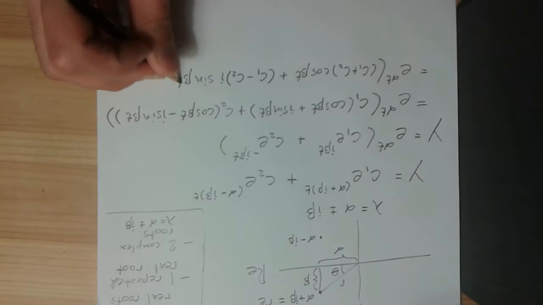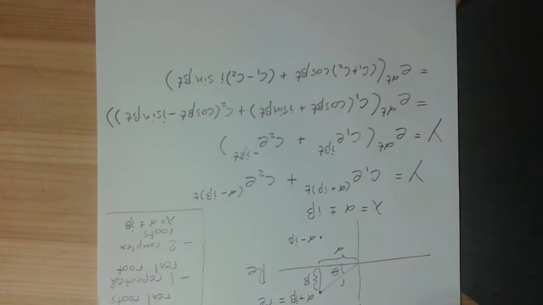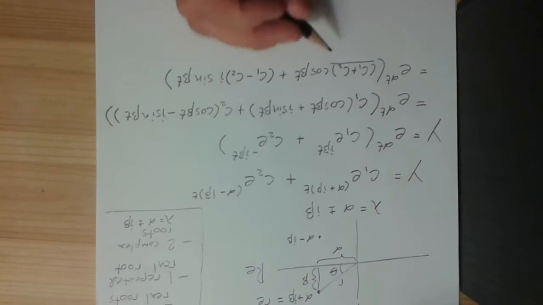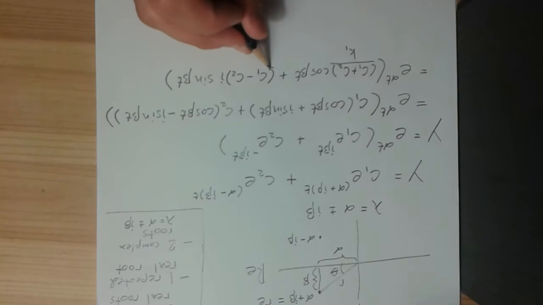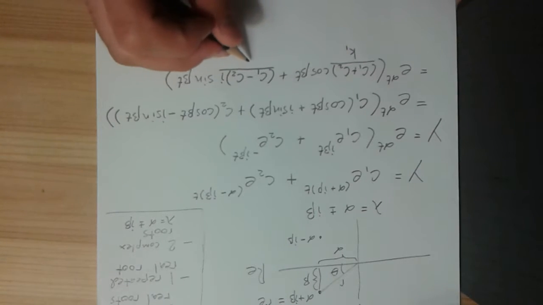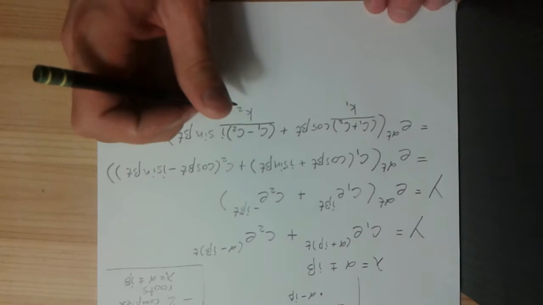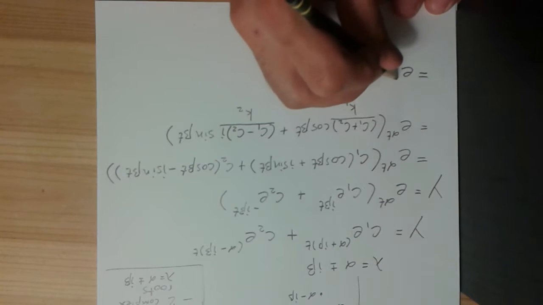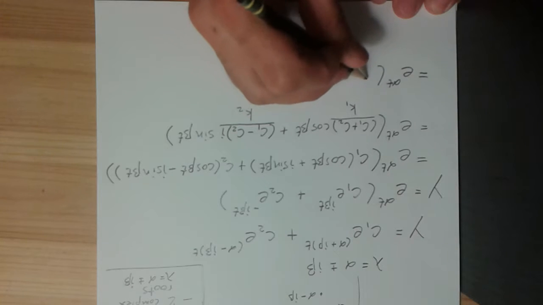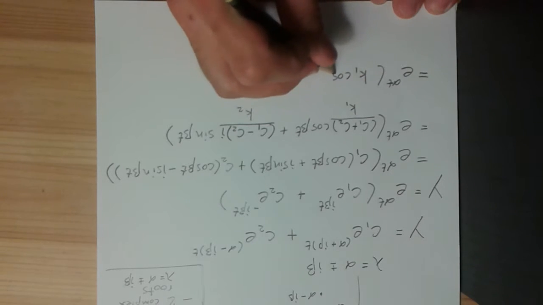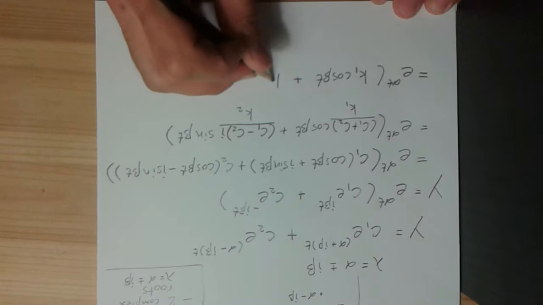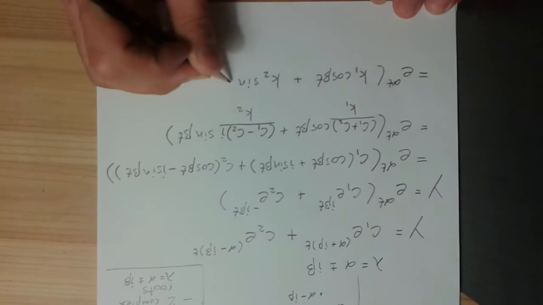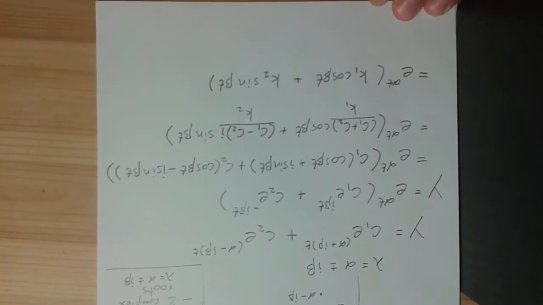sine beta t. And at this point, I may as well redefine these arbitrary constants. This one here, I could call this k1, and this part here, including the i, I could just call that k2. And so what this gives me is e to the alpha t times k1 cosine beta t plus k2 sine beta t. So now it looks like a real valued function, as long as k1 and k2 are real.